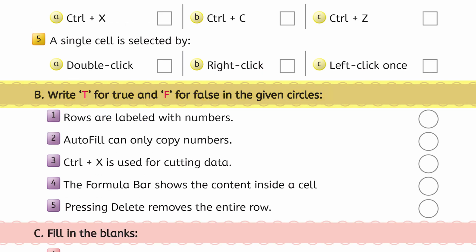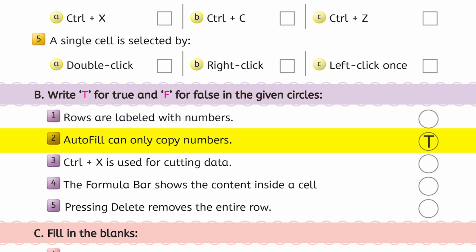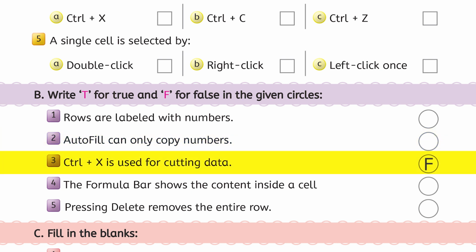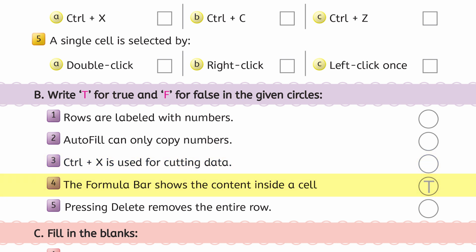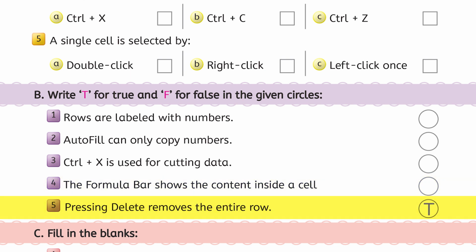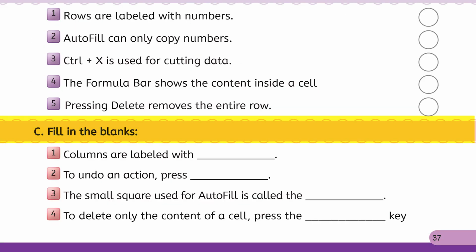Question B, write T for true and F for false in the given circles. Rows are labeled with numbers. True. Autofill can only copy numbers. False. Control plus X is used for cutting data. True. The formula bar shows the content inside a cell. True. Pressing delete removes the entire row. True.